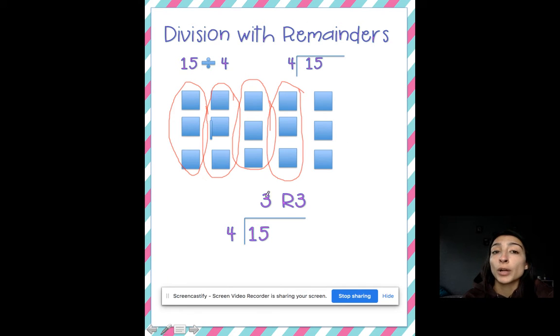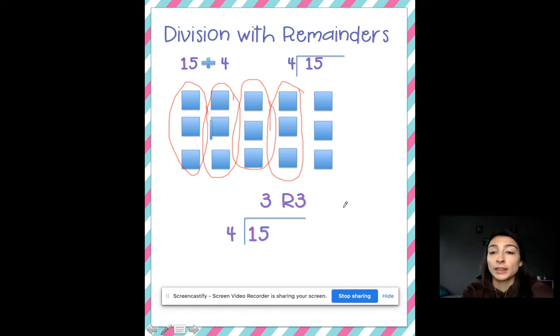So if we want to solve this problem, we would say 15 divided by 4. Now, how many is in each group that I've circled? There's 3 in each group. And how many are left over? There are 3 left over.